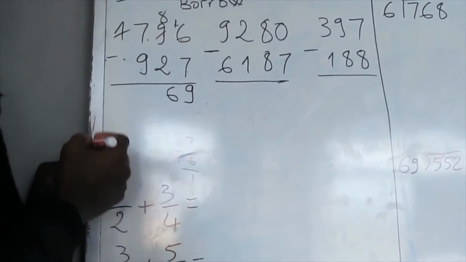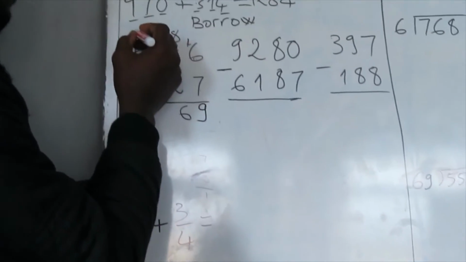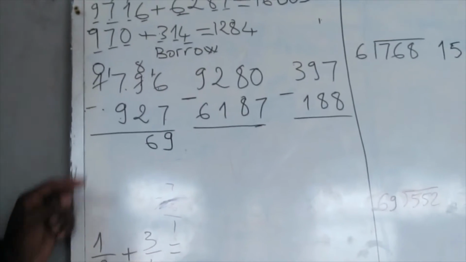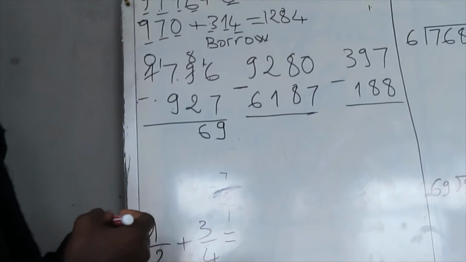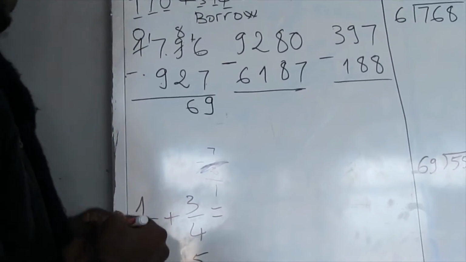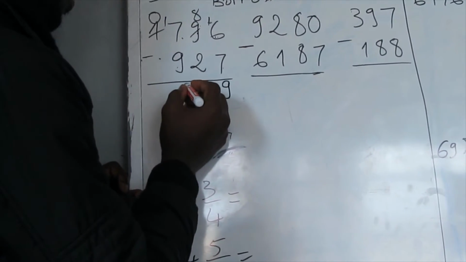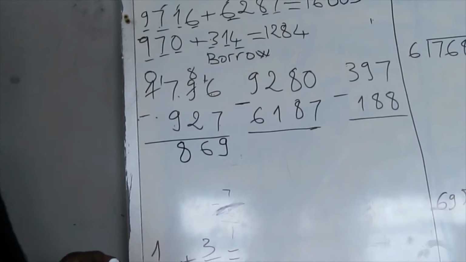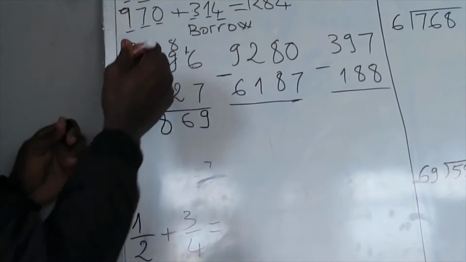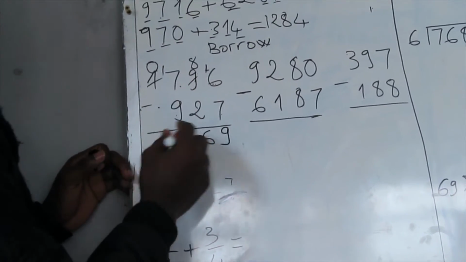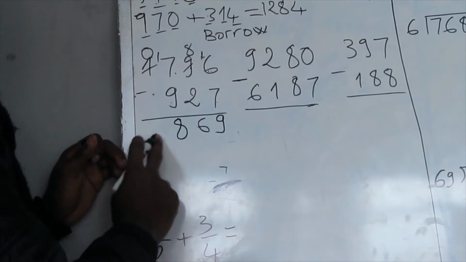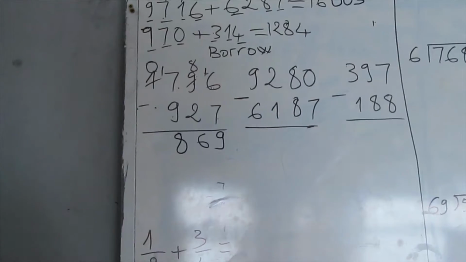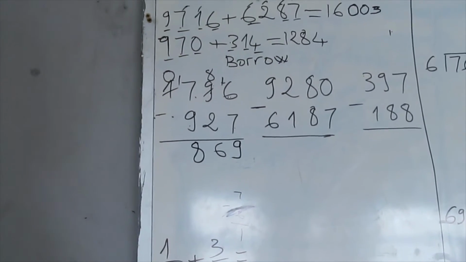We borrow here. If we borrow this one here, you are left with what? 0. You are left with 0 there, and this one comes here, 17. 17 minus 9 equal to what? Equal to 8. As here is 0, 0 minus 0 we have 0. So we are not going to write this 0 in front of this number 8. We leave it like this. This is our answer.